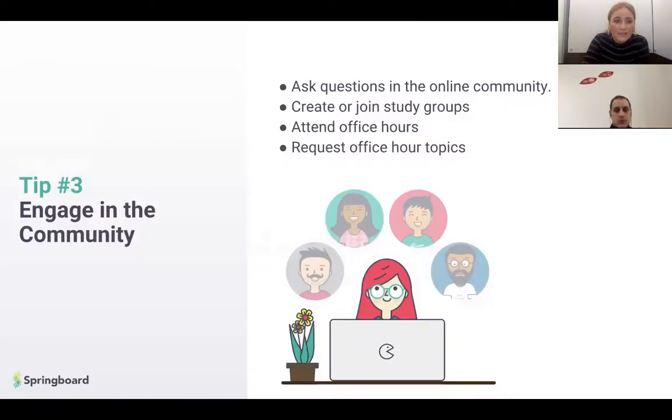The last tip that we have is engaging in the community. I think it's extremely important to be vulnerable here and to ask questions that you might have. Odds are someone else is going to have the exact same question. We do find that a lot of students create or join study groups if they find that others live near them, or they can do a WhatsApp group or a Slack group just to help each other. And the community is where you can also watch and attend office hours.